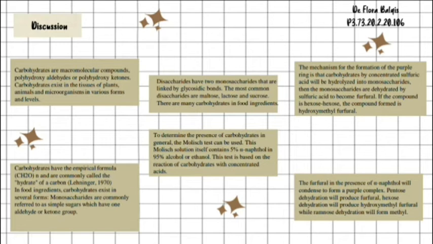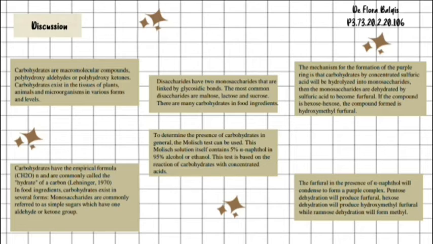I will tell you the discussion of the Molisch test. Carbohydrates are molecular compounds, polyhydroxyaldehydes or polyhydroxyl ketones. Carbohydrates exist in the tissues of plants, animals, and microorganisms in various forms and levels. Disaccharides have 2 monosaccharides that are linked by a glycoside bond. The most common disaccharides are maltose, lactose, and sucrose. There are many carbohydrates in food ingredients.